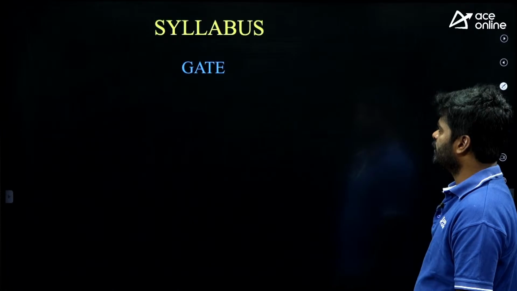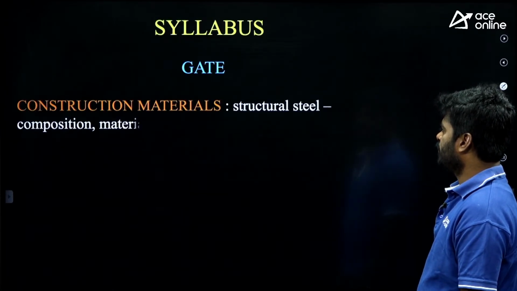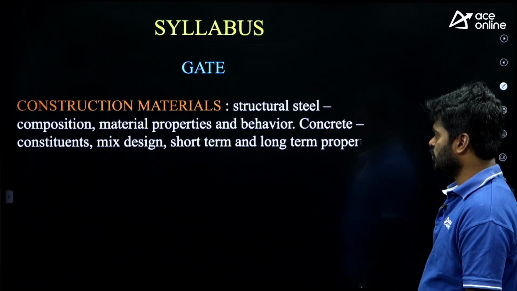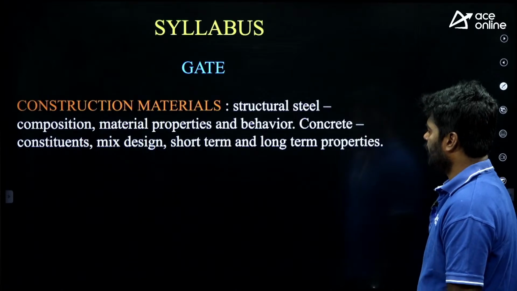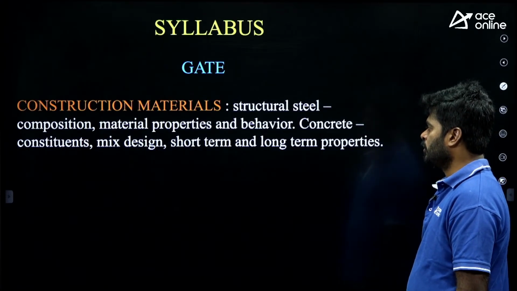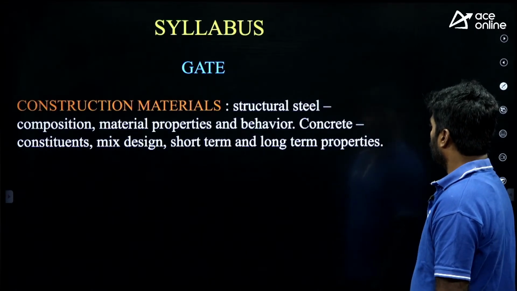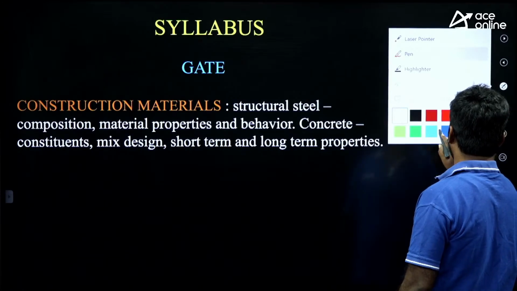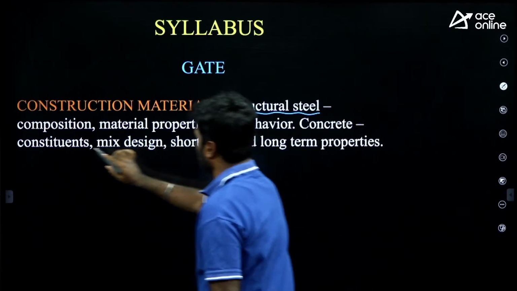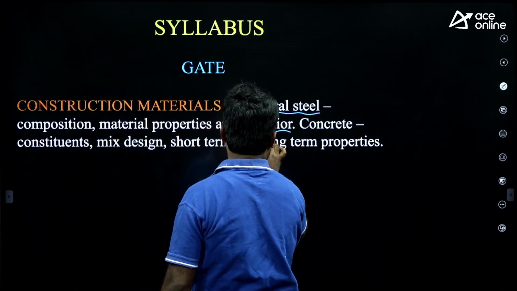Coming to the syllabus, see, in GATE exam, construction materials is given separately, which is not given under concrete structures. Okay. Under construction materials, they have given structural steel, composition, material properties, and behavior. My dear, the questions will not focus much on this.